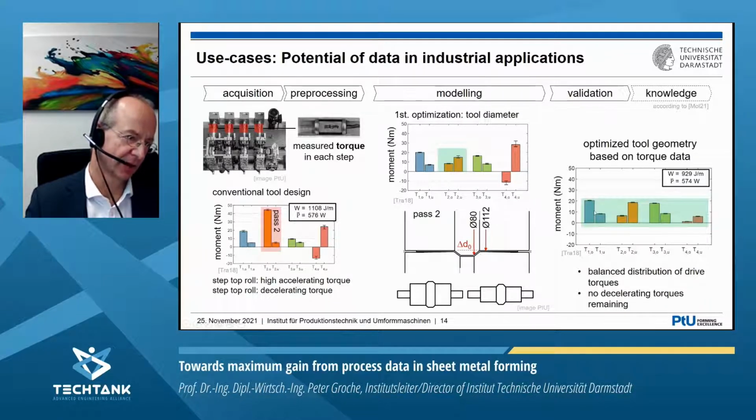And in the end, you see that we have a moment in each stand positive, and also we see that we have a more homogeneous distribution of our necessary moment in every stand, which will lead to a more equalized wear in every roll. So in this case, there is a clear engineering connection between data and system improvements.